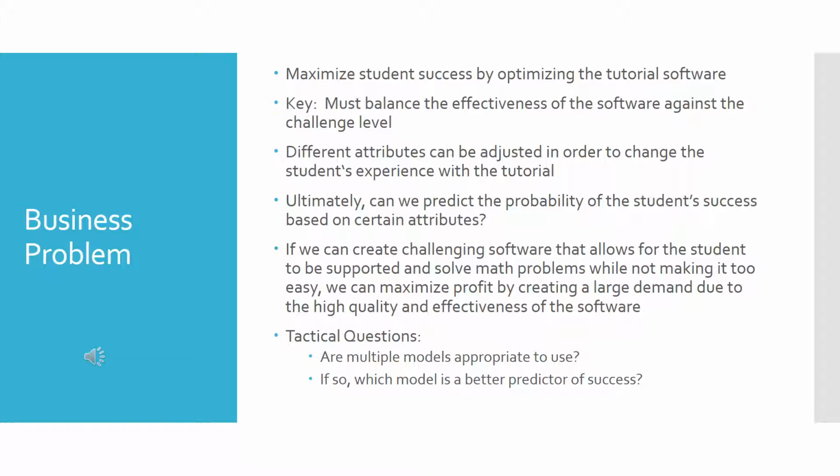Tactically, we had to ask ourselves a couple of questions. One, are multiple models appropriate to use as we use our data mining techniques? Can we use naive Bayes? Can we use decision tree, for example? And are they mutually exclusive? And if we can use multiple models, which model is the best predictor of student success?